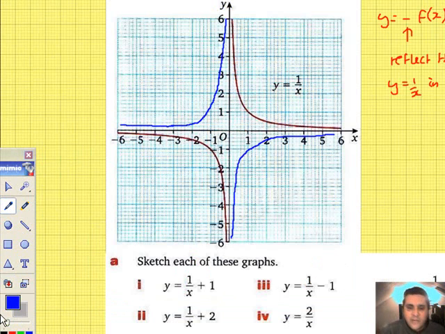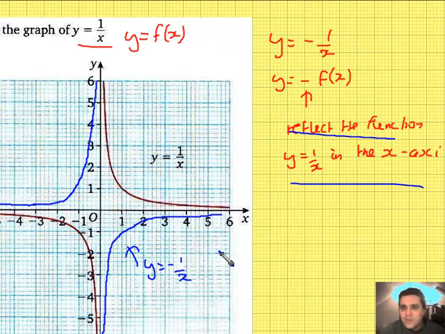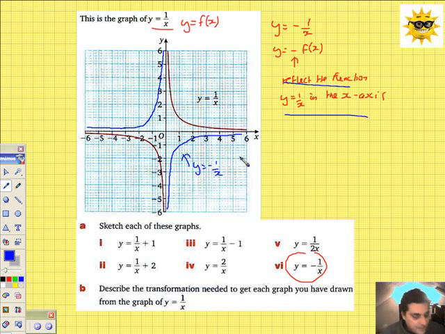Beautiful. So the blue line is the transformed function, and that's y equals minus 1 over x. How did I do it? I reflected the function y equals 1 over x in the x-axis. That's what I did, and that's it.